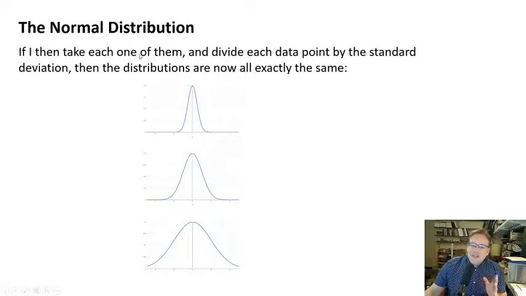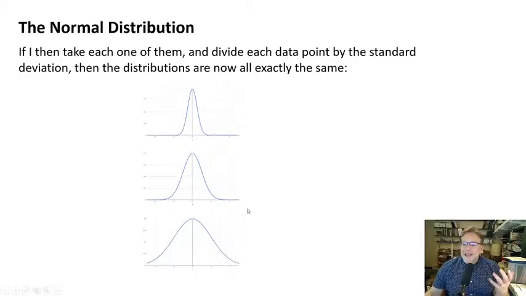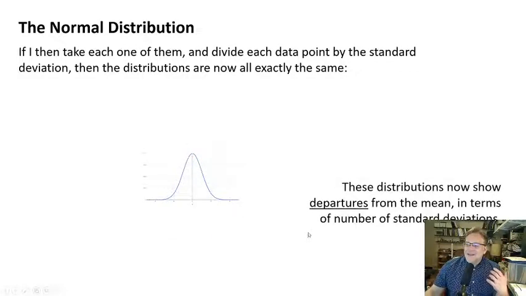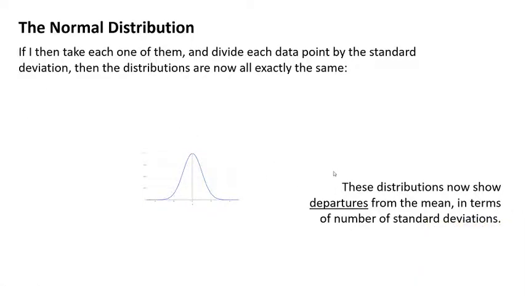And if you take each one of them and divide each one of those departures by the standard deviation, now all these distributions are going to look exactly the same. Now we're talking about deviations from the mean in terms of the number of standard deviations. Let me get rid of myself so you can fully see this. So this distribution now shows the deviations from the mean in terms of number of standard deviations.